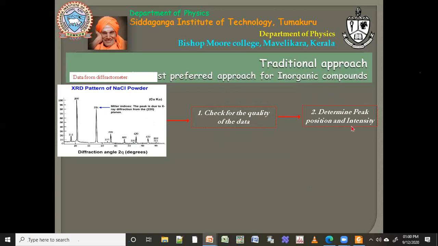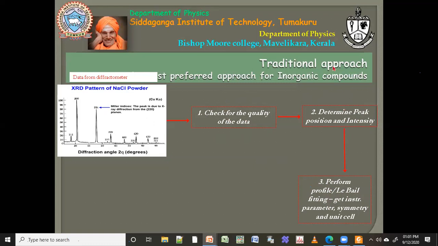Then you determine the peak position and intensity. Then you perform a Rietveld fitting. Rietveld fitting is nothing but a profile fitting. Rietveld or profile fitting. There is one more, Pawley fitting, but we don't worry about that. We do only the Rietveld fitting, or you can do the profile matching. In principle, there are two ways.